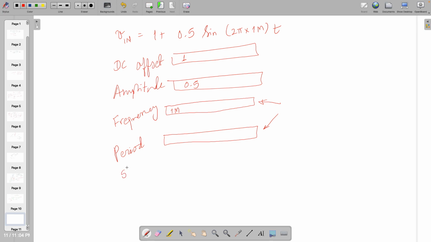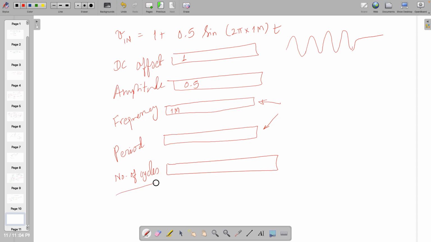And maybe the number of cycles, meaning after how many cycles this signal has to be stopped. But we don't want to do that. Do not give anything there. Do not give anything here. So this is for the sine source, if the source is sine.